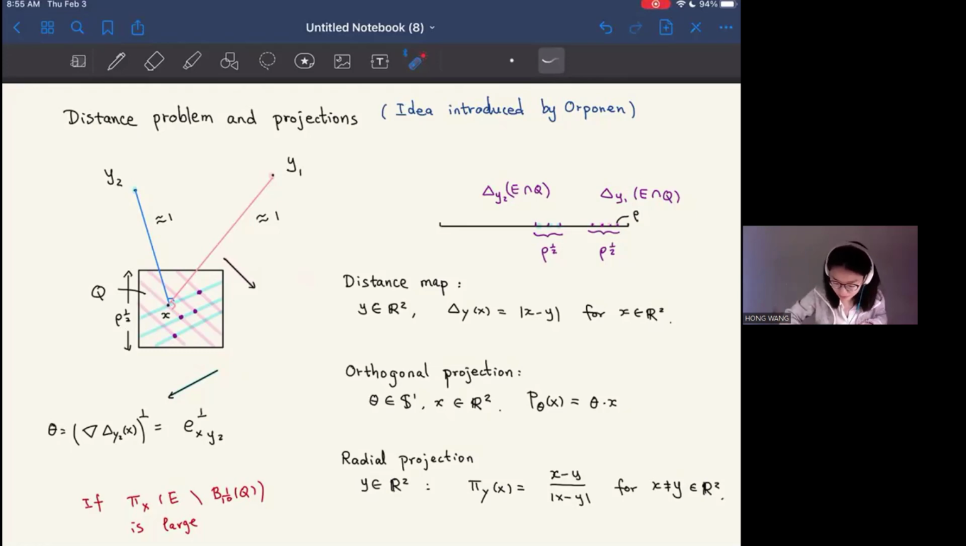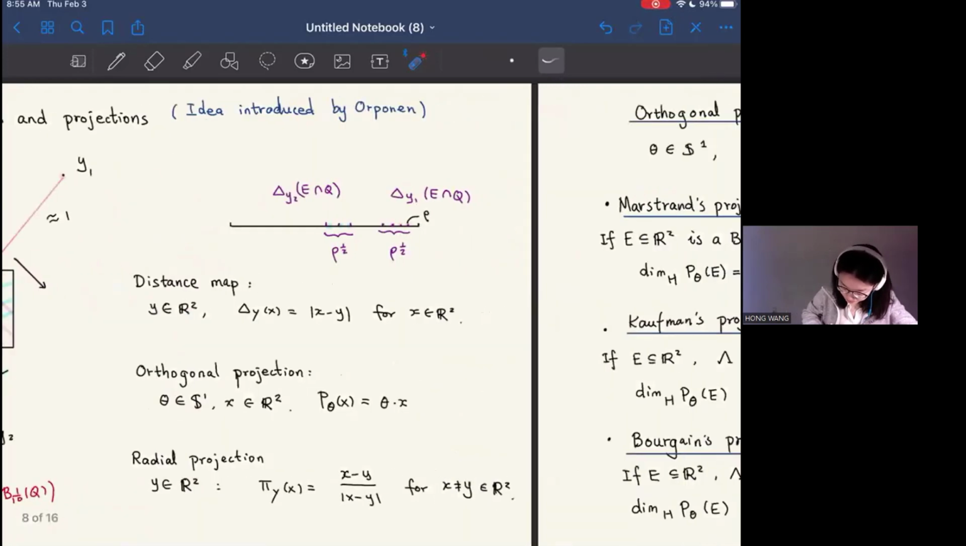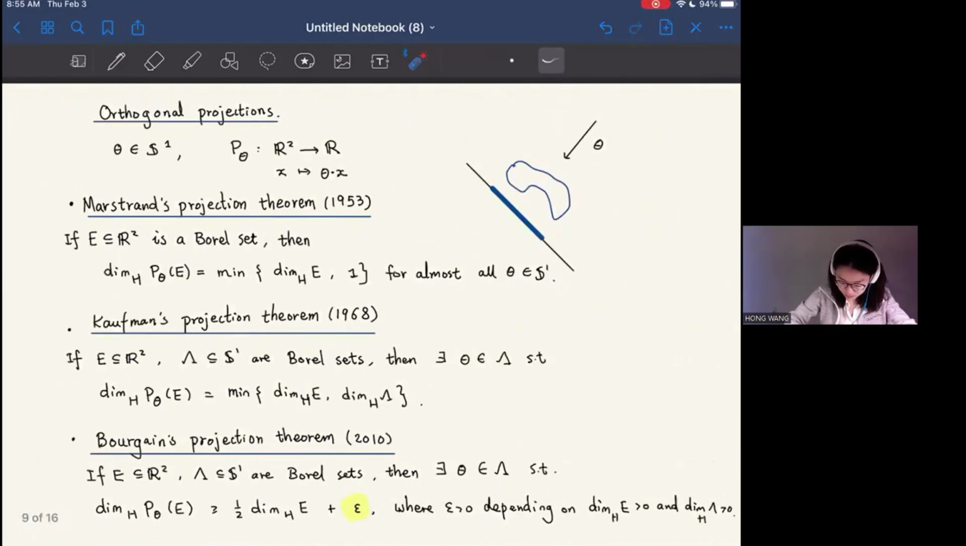So I feel like this picture illustrates our main scheme of proof. So I will pause here and see if there are any questions.